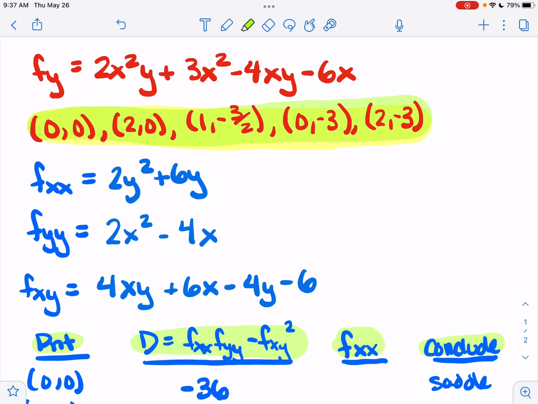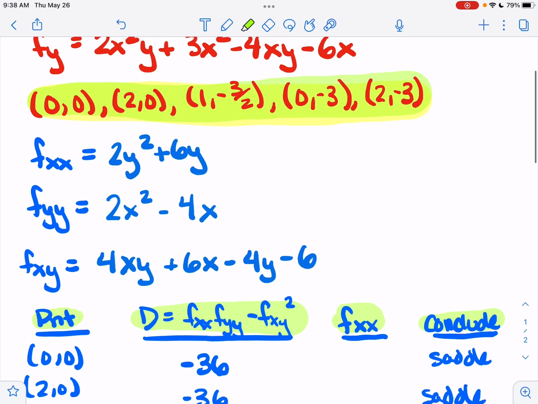For the first critical point, 0, 0, if I evaluate the discriminant at 0, 0, just evaluate, for example, f sub xx at 0, 0, we get a 0. F sub yy, we get a 0. And f sub xy, we get a minus 6. And if you square that, you get 36. Negative 6 squared is 36, so the discriminant is negative 36. If the discriminant is negative, we can conclude that the point is a saddle point. It's not a max or a min. It's a point where in one direction the surface is increasing, and in another direction the surface is decreasing.